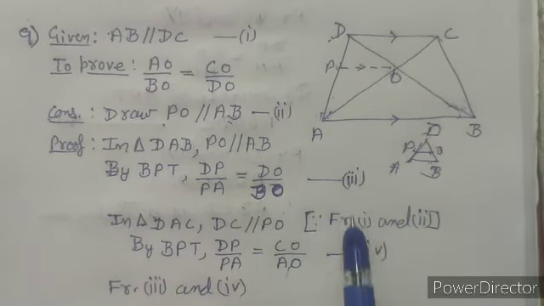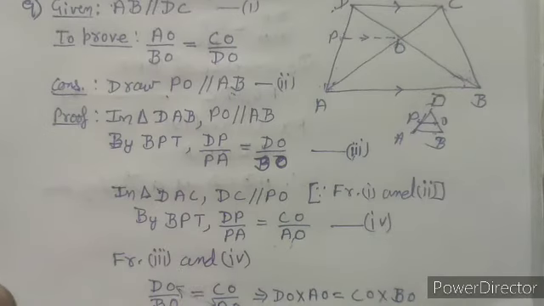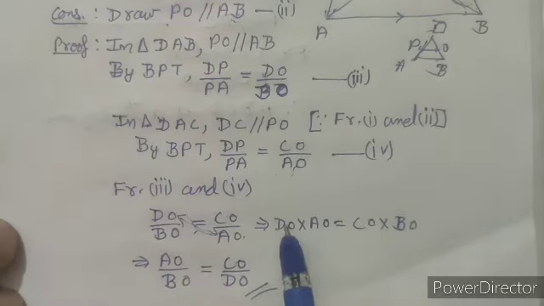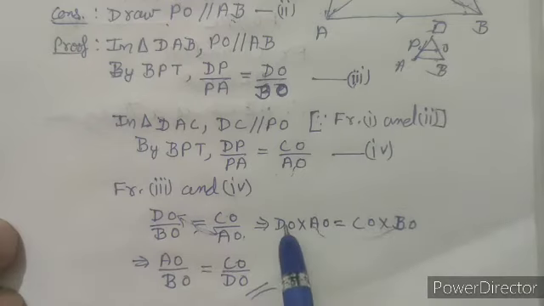Now if we see third and fourth equation, the left hand sides are equal. So DO upon BO will be CO upon AO from third and fourth. Now these can be written as DO into AO and CO into BO on cross multiplication. And this DO into AO equal to CO into BO can be written as AO upon BO equal to CO upon DO, and that we had to prove.